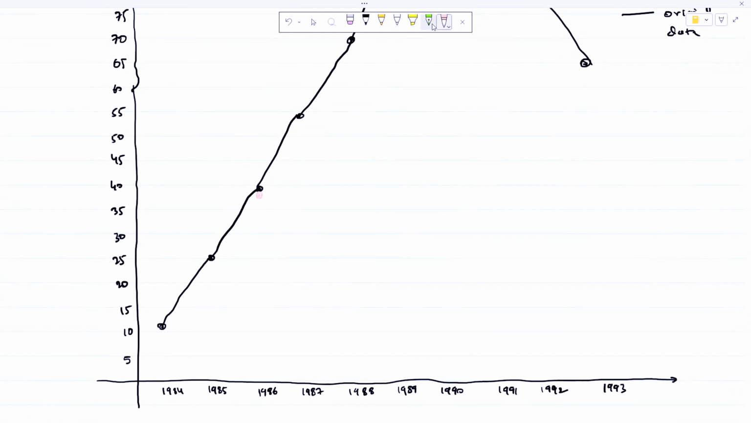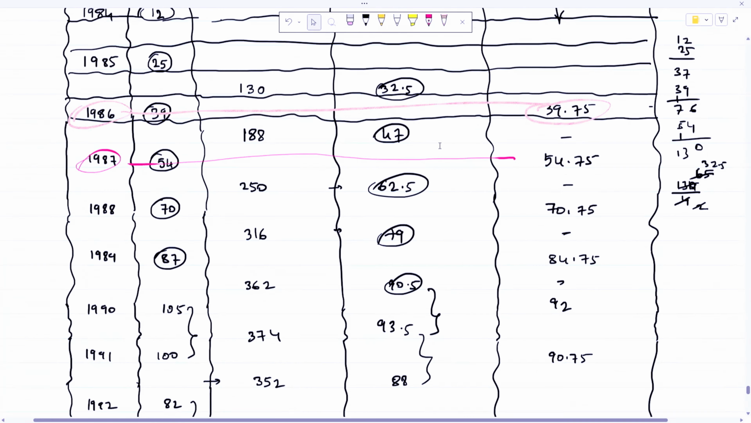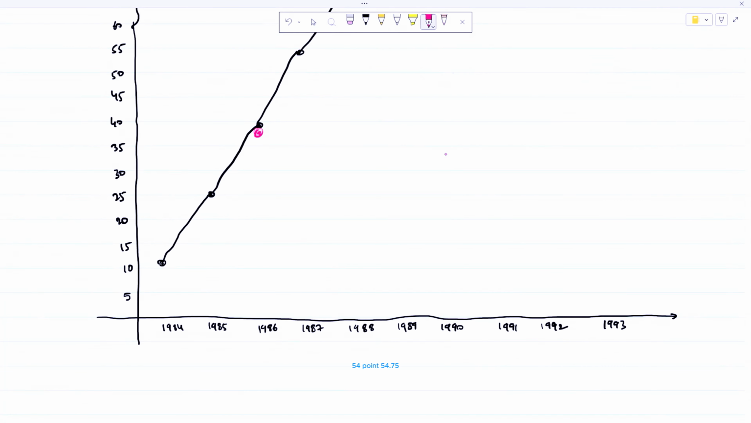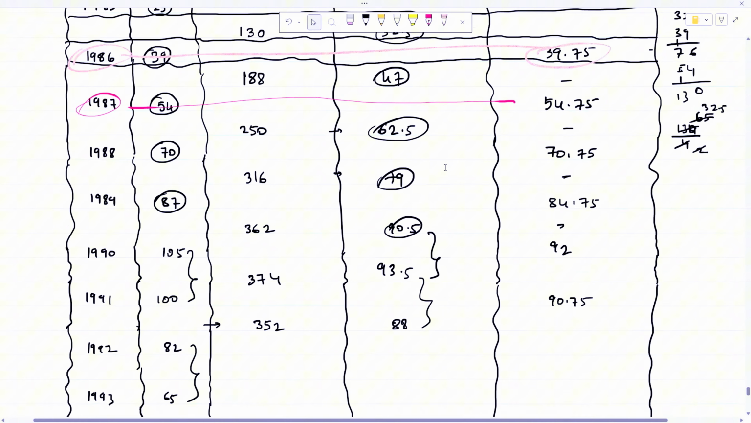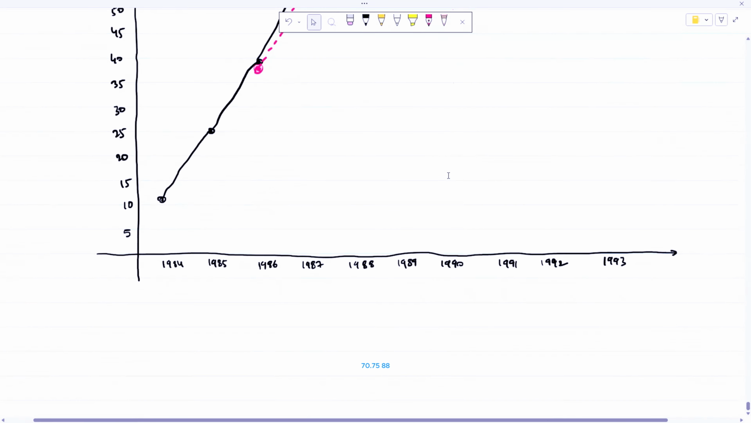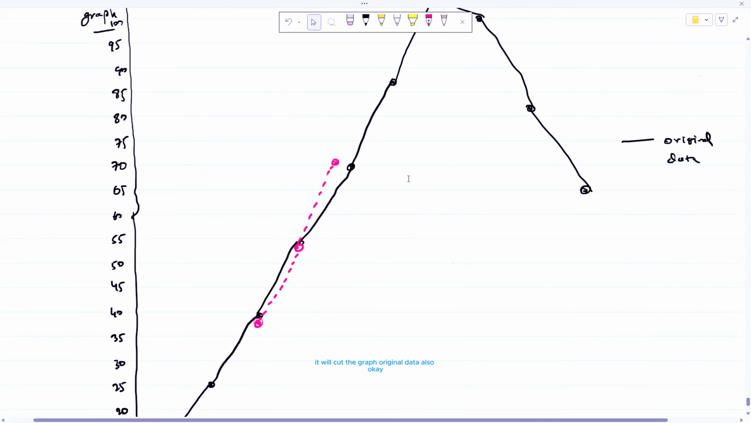Okay, I will select the next color. Next, after that, 87, 54.75, very close to this one. And you should join this with dotted line. This is what is called a trend line. You can use pencil for creating trend line in the examination. Okay. And next value, 70.75, 88. Yes, of course, it will cut the original data graph also.